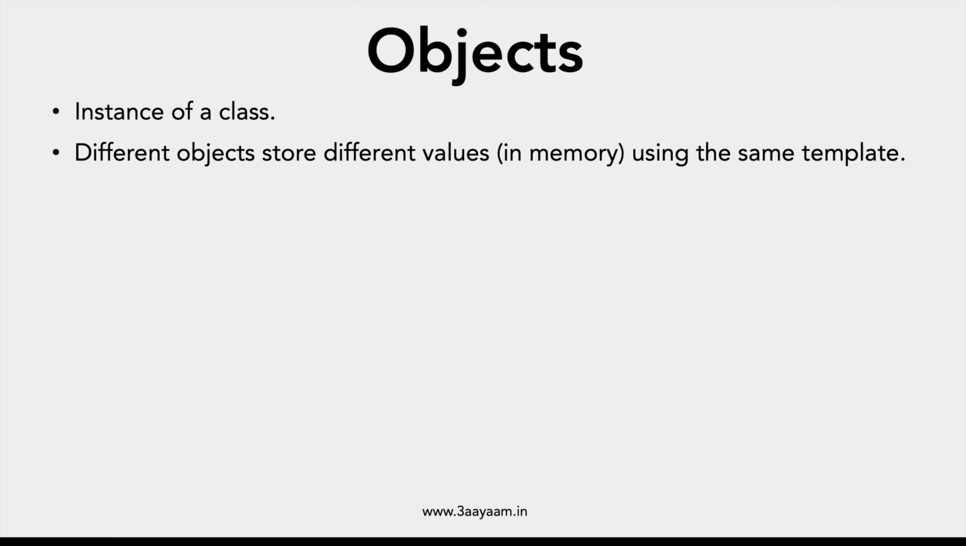And we can create multiple objects using the same class. Each object will have different values, and they'll use the same template. So let's say in the template I have mentioned a variable called name. I can create multiple objects. So in the class I have just defined a variable name, and I can create multiple objects. Let's say name1, name2, etc. In name1 I'm passing Python, and in name2 I'm passing Java. So all these are different objects of the same class.